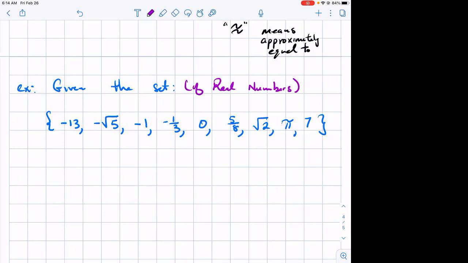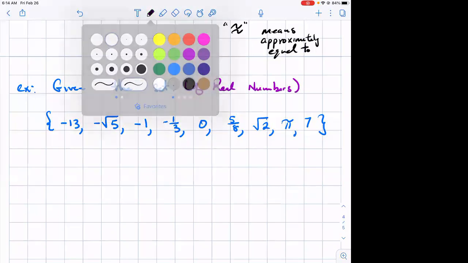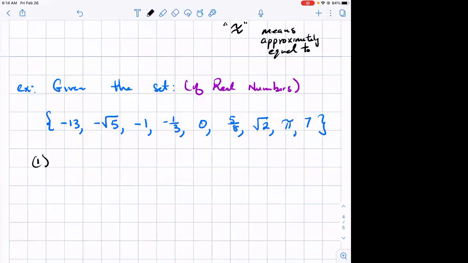I would like you to identify. Question 1: identify the natural numbers. So now you have to know what is a natural number.